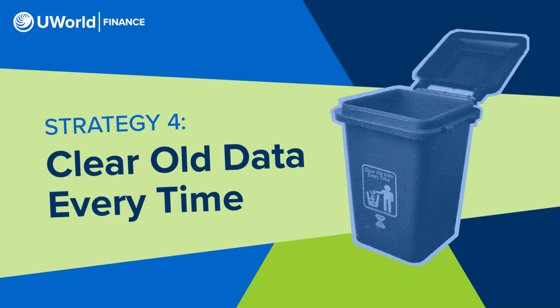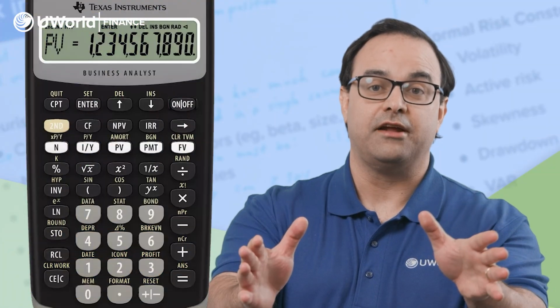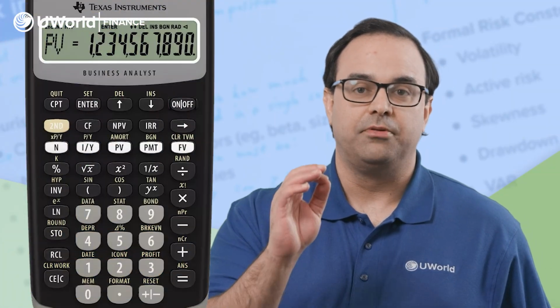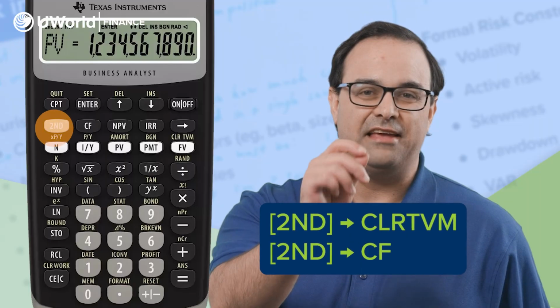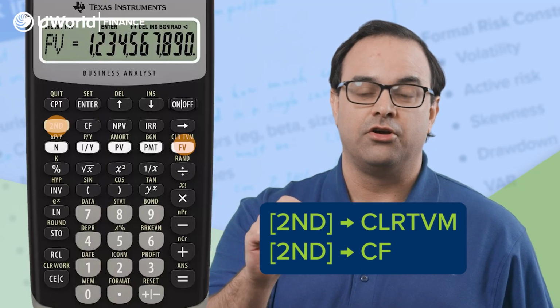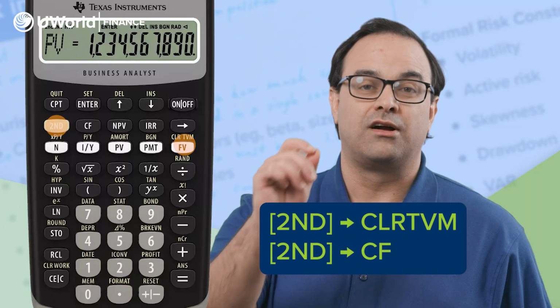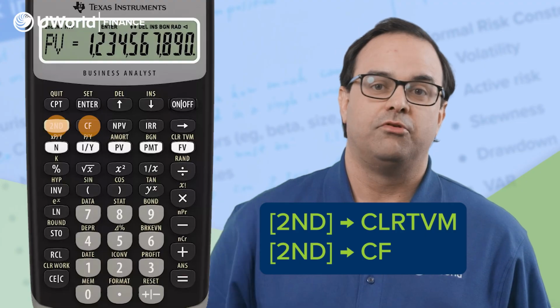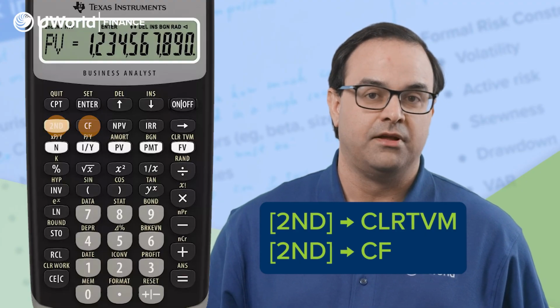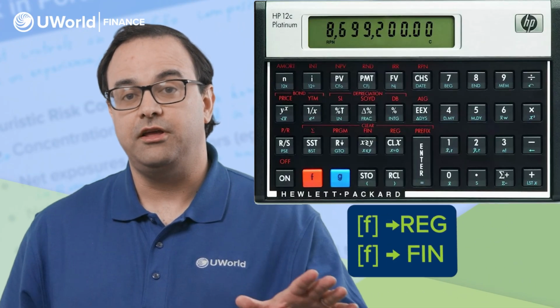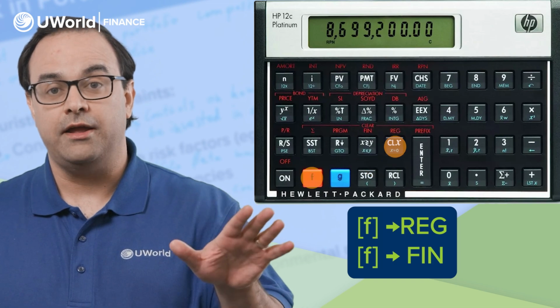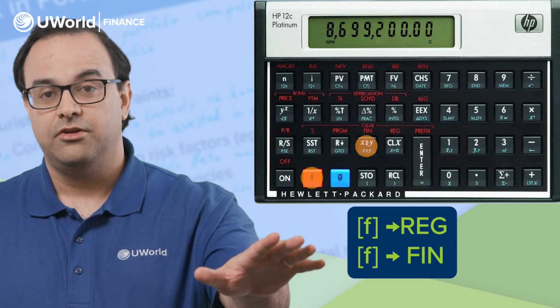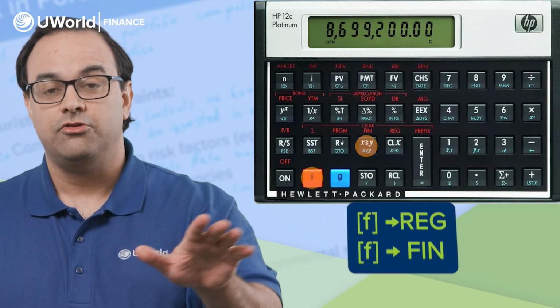Strategy 4. Clear old data every time. This is the number one mistake that I see. On the BA II Plus, always hit second plus clear TVM or clear CF before starting a new problem. On the HP12C, use F REG and F FIN to reset your registers. Don't let ghost numbers that haven't been cleared sabotage your answers.